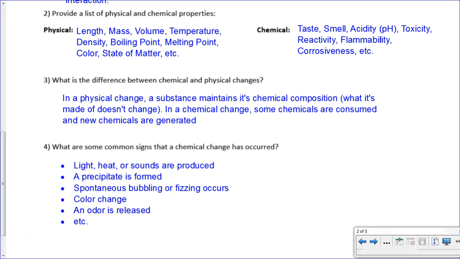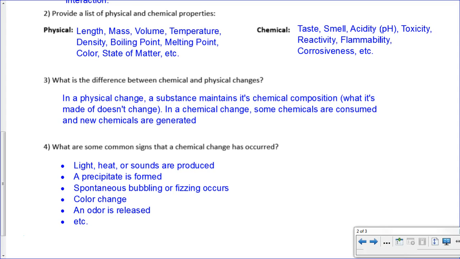Things like burning something or breaking, or mixing two chemicals and having them react, those are all chemical changes because new chemicals get formed. And then there are some signs here in number 4 that a chemical reaction or a chemical change has occurred. So if you see these things, it's evidence that you've got a chemical change on your hands. So light, heat, or sound is produced.